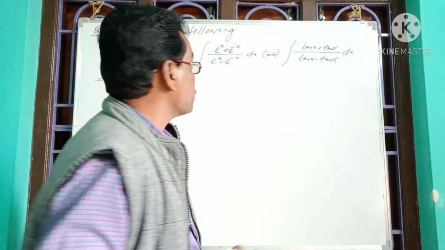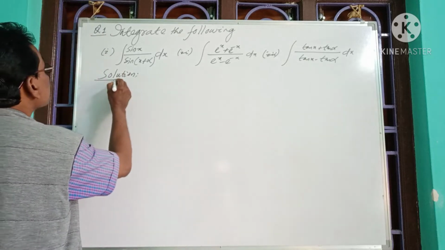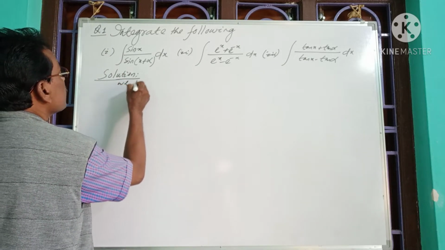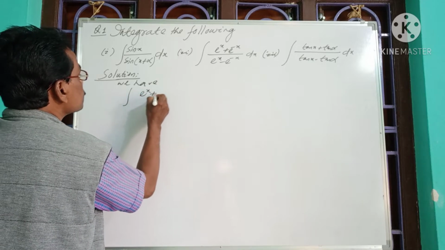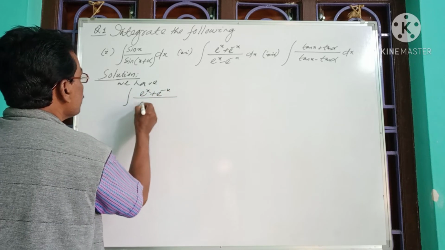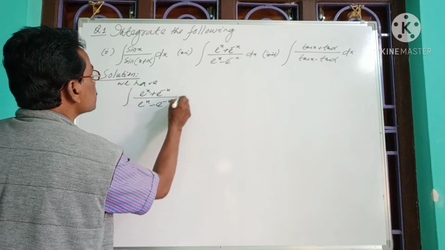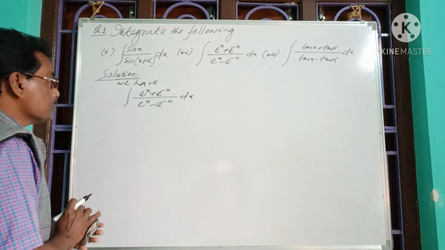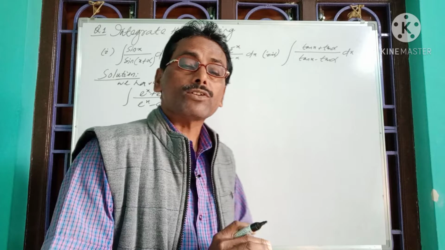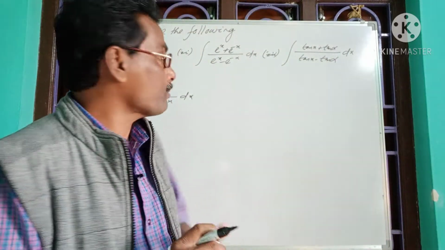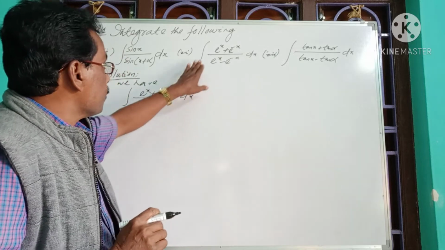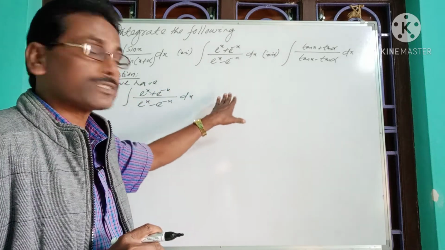Now let us try to solve the second problem of integration, that is, we have the integration of (e^x + e^(-x)) / (e^x - e^(-x)) with respect to x. So here the integrand is in the form of a rational function, wherein both the numerator and denominator contain exponential functions.